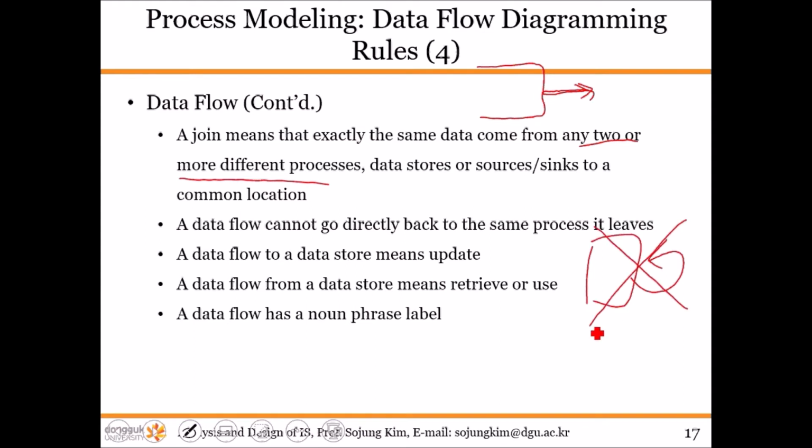And a data flow to a data store means update. And data flow from a data store means retrieve. Okay, provide the information and then receive the information, right? And before you receive the data, you provide data, right? That's the meaning of this terminology. And a data flow has a noun phrase label.